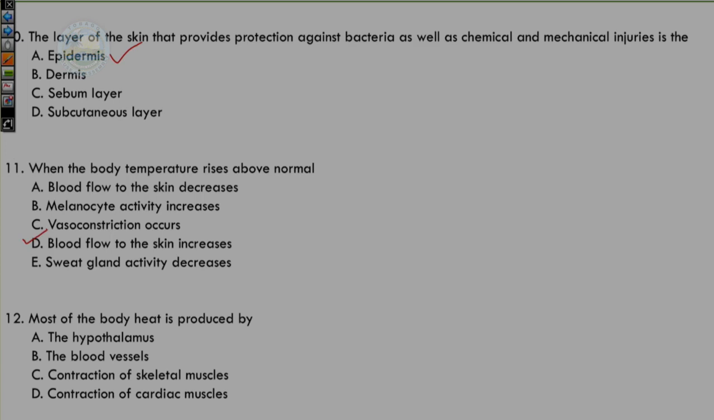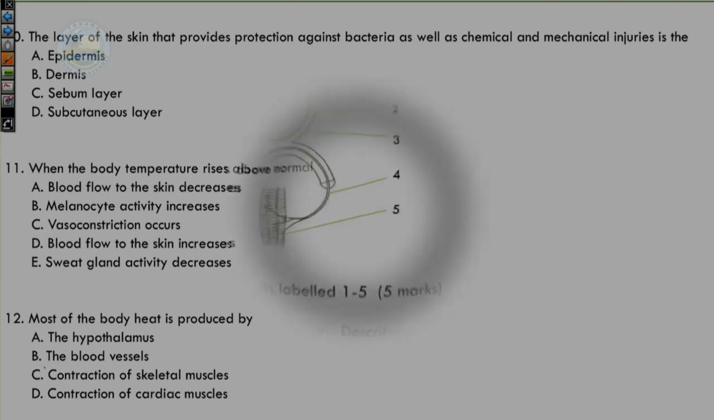12. Most of the body heat is produced by A. The hypothalamus, B. The blood vessels, C. Contraction of skeletal muscles, and D. Contraction of cardiac muscles. The answer here is C. That contraction of your muscles is going to produce heat.